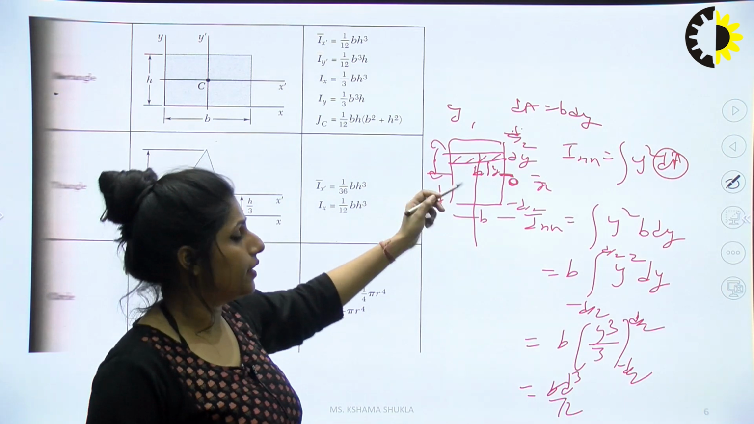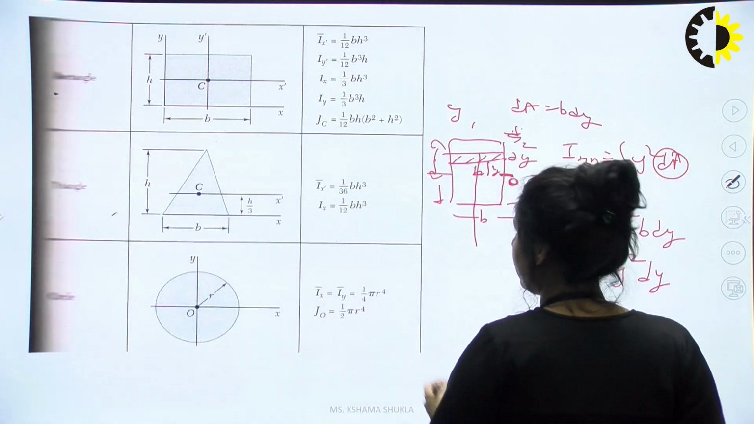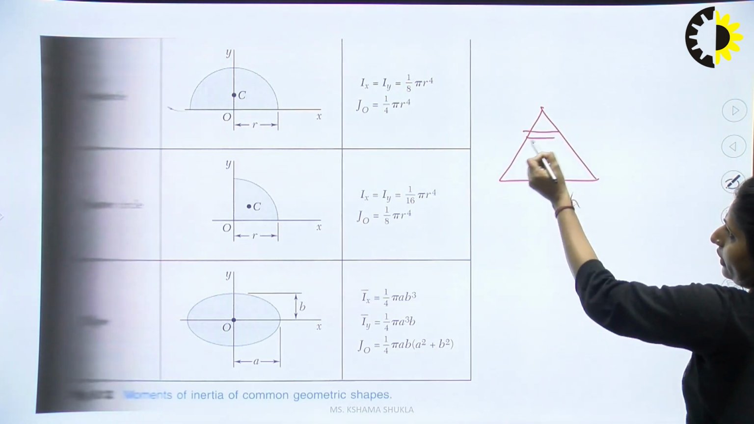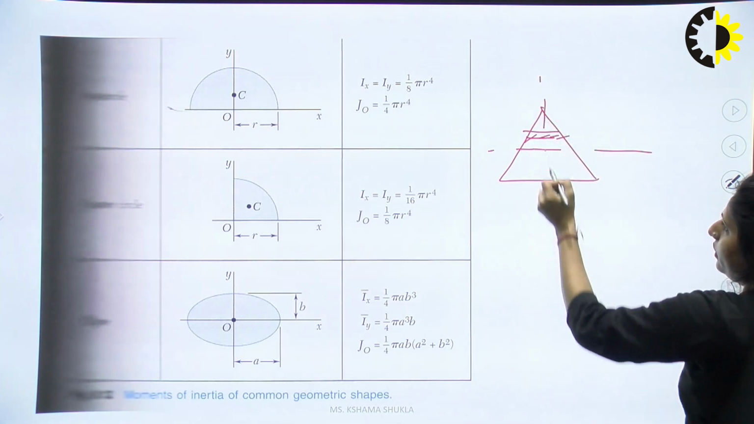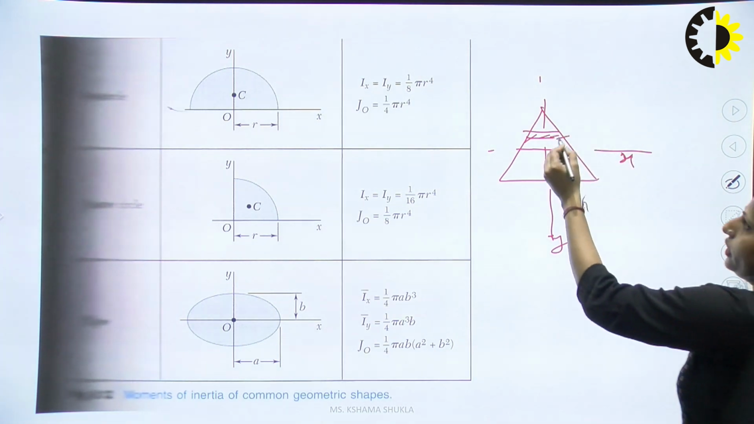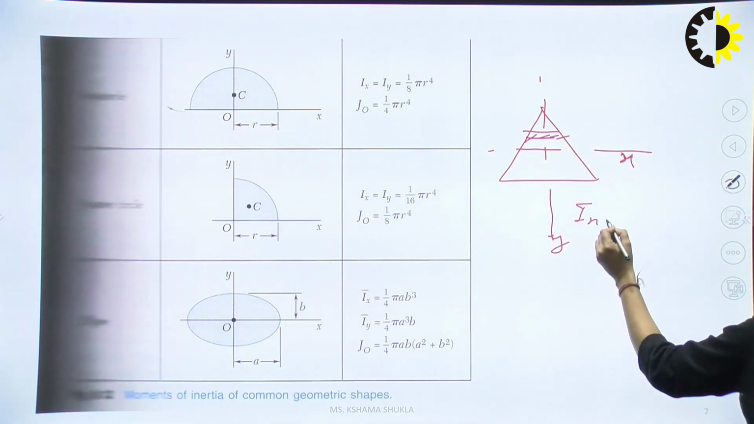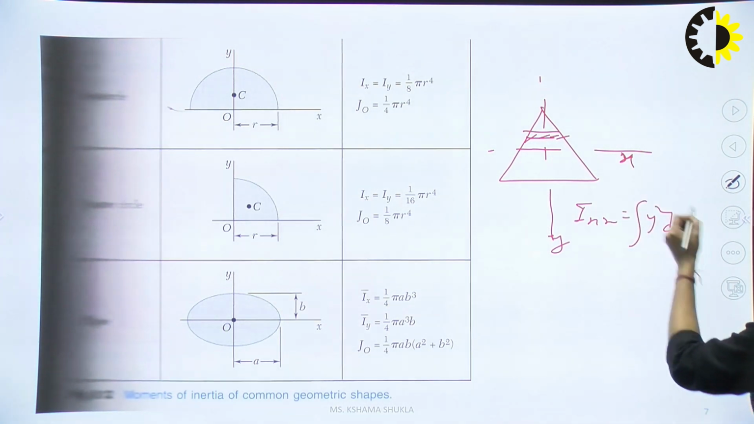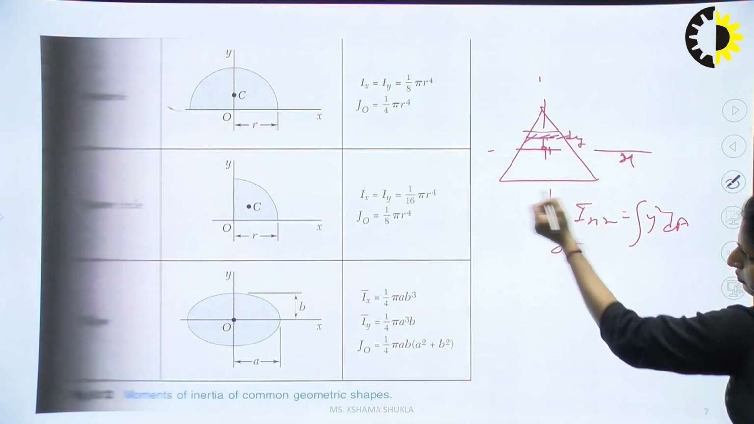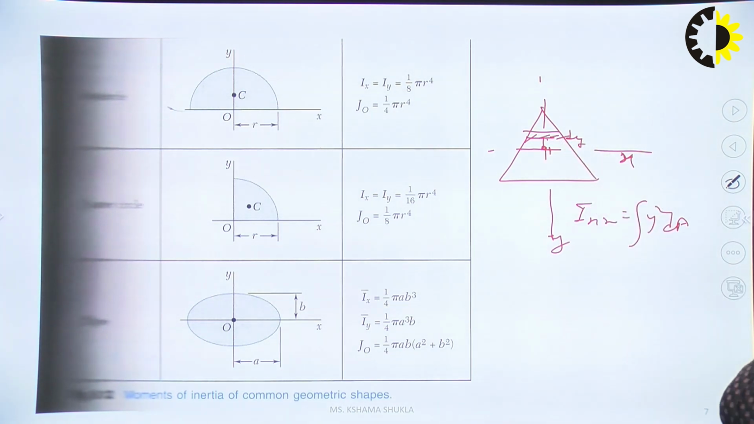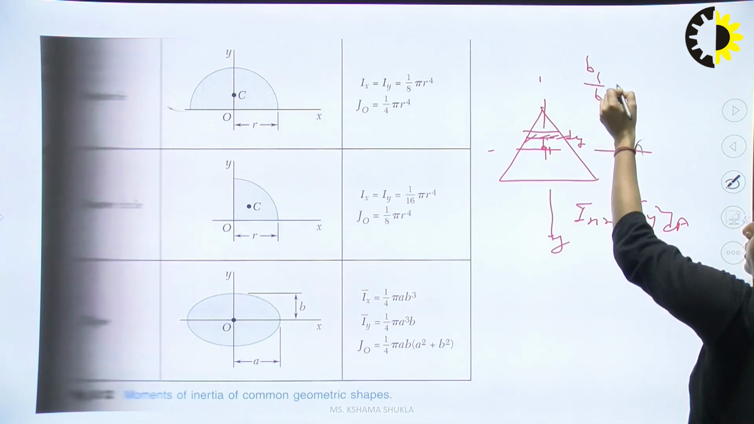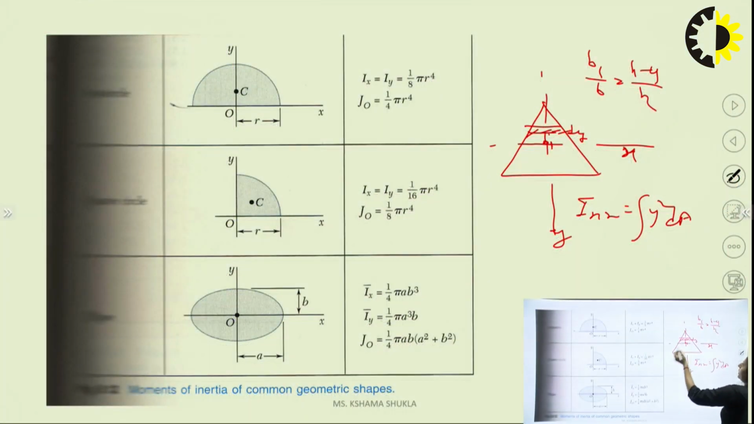Similarly, in the triangular section, if I want to find out the moment of inertia, I'll take a strip. First of all, show the axes: the axes are x, y. Now we need to find the moment of inertia Ixx, simply y square dA. Find the value of dA. The dA value is b1 dy, because the width is different. How can I find out b1? Easily we can find b1 by the similar triangle theorem: b1 by b is equal to h1.